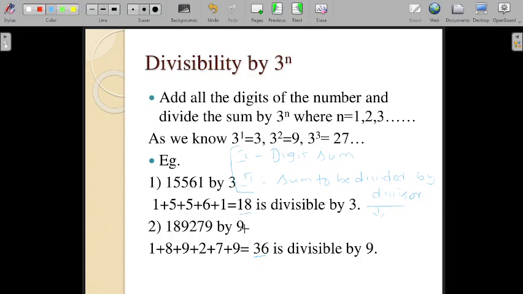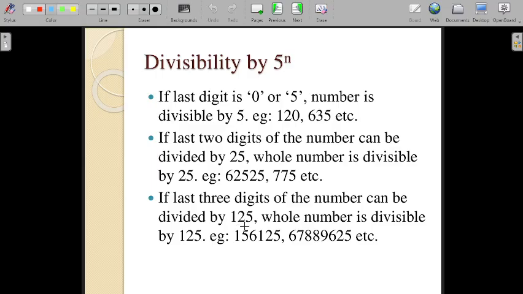So here mainly there are two steps. One is the digit sum, and second, whatever the result, the digit sum should be divided by the given divisor. Here the divisor should be a multiple of 3 only. Next, divisibility by 5 power n. 5 power n means 5 square, 5 cube, etc.